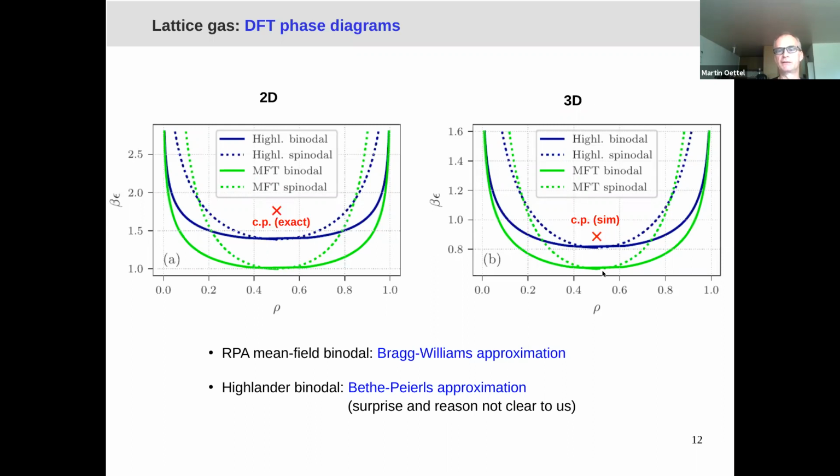And this looks better in 3 dimensions, where the distance has been reduced considerably to the exact or quasi-exact result by simulations. It is interesting to note that the Highlander binodal is actually the Bethe-Peierls approximation, one of these very famous other approximations in the Ising model. And apart from mathematics, we have no real idea why this is the case.